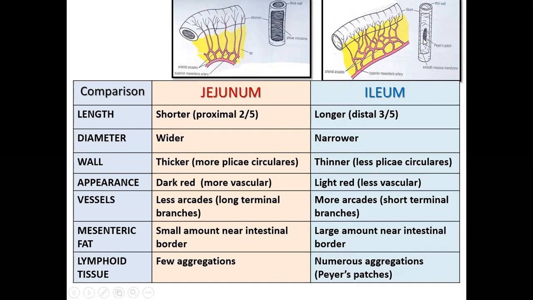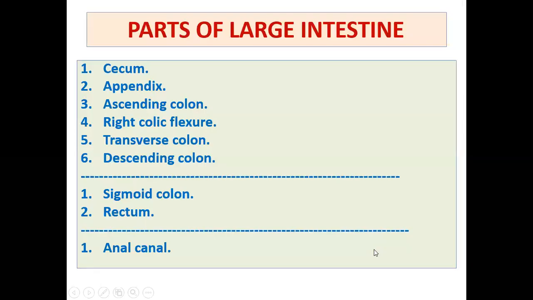and they form numerous aggregations called the Peyer's patches. Very important again in the case of typhoid fever. These Peyer's patches play a very important role when we study typhoid fever. At that time, we will study how these lymphatic aggregations become infected. So these are called Peyer's patches. They are much more numerous in the ileum compared to the jejunum. So the ileum in histology will be identified because of the Peyer's patches.